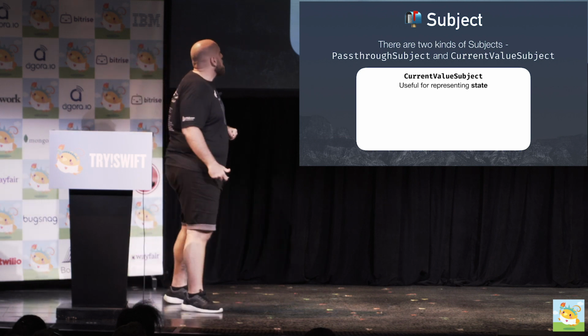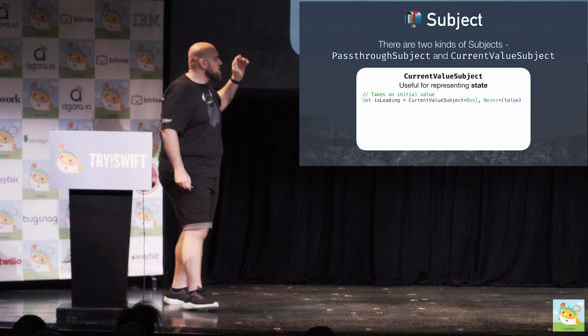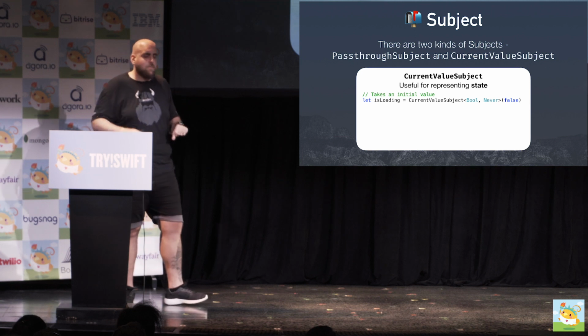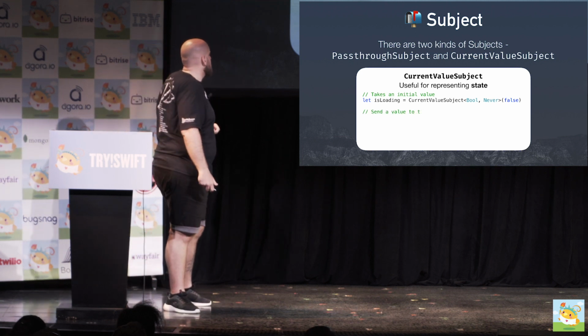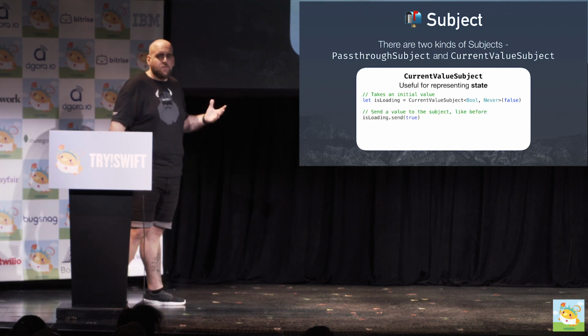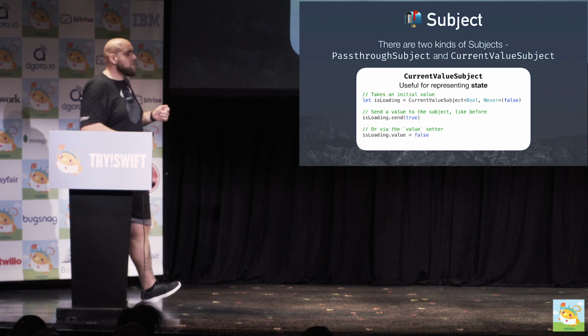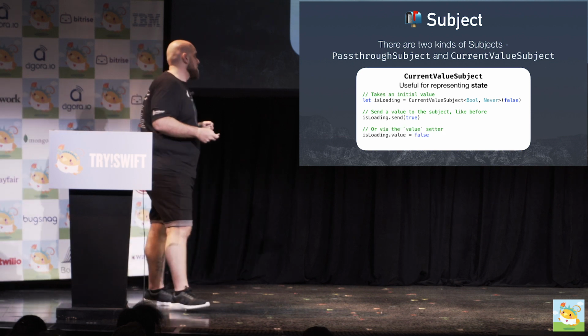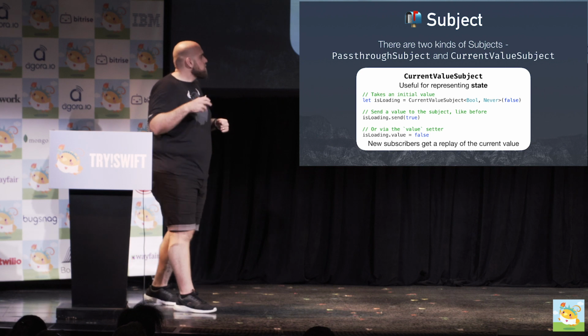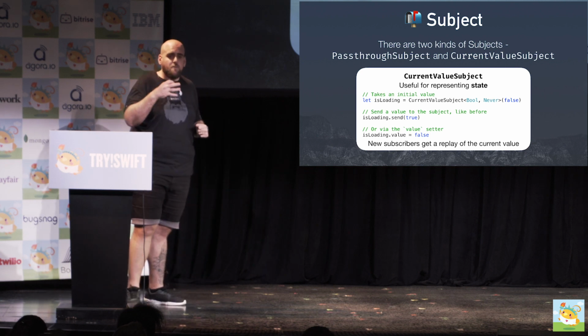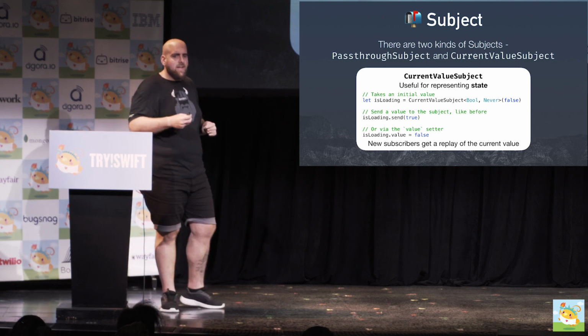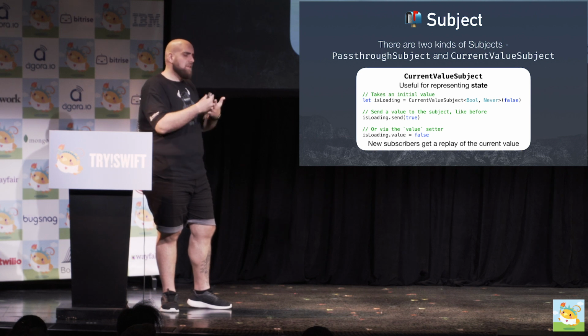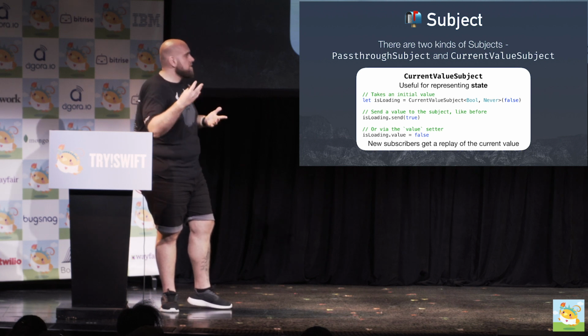state. It takes an initial value. Is loading is a great example of something stateful. So it takes this initial false value. You can send the value to it just like a pass-through subject, or you can even set it directly using the value setter on it. And here, when you subscribe, you always get a replay of the current value. Again, because it's stateful, it's imperative that you get the current value of it once you subscribe to isLoading, for example.